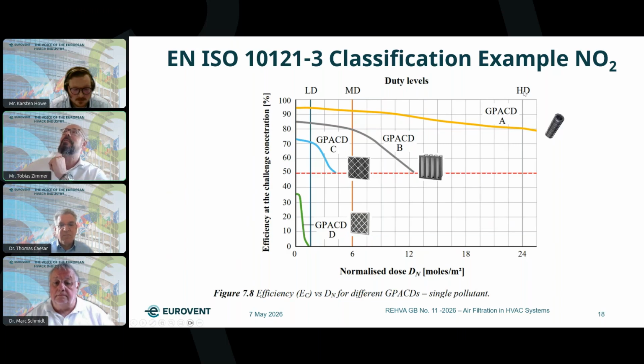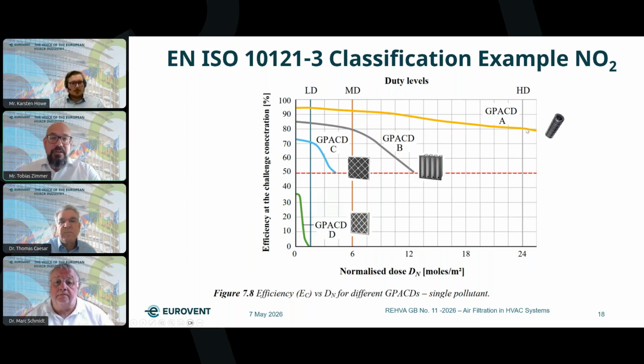Now, if you look at the filter number A, let's say this is an NO2 testing here, this filter starts very high. It has an initial efficiency of 95%. You load it until the light duty dose, no big change. You continue loading until medium duty and you see a slight drop. We are approaching the 90% efficiency, but still very high efficiency. So you continue loading the filter until you reach the heavy duty line, 24 moles, and we end around 80%.